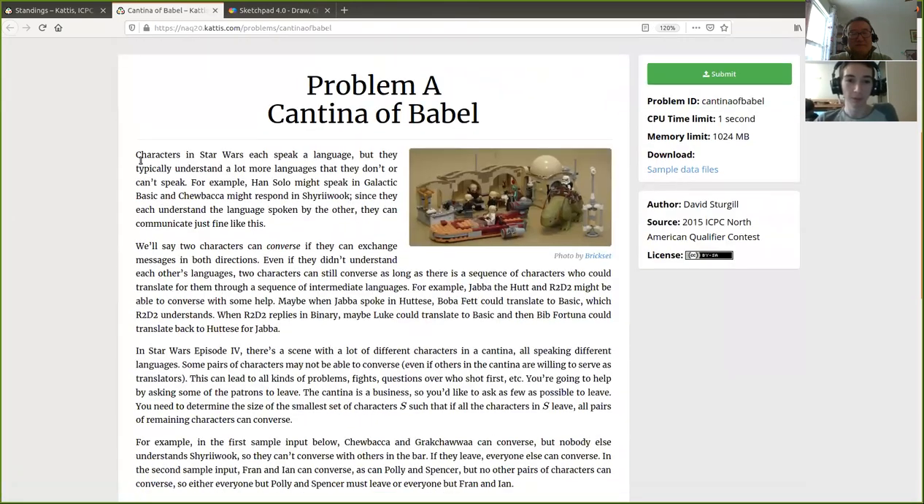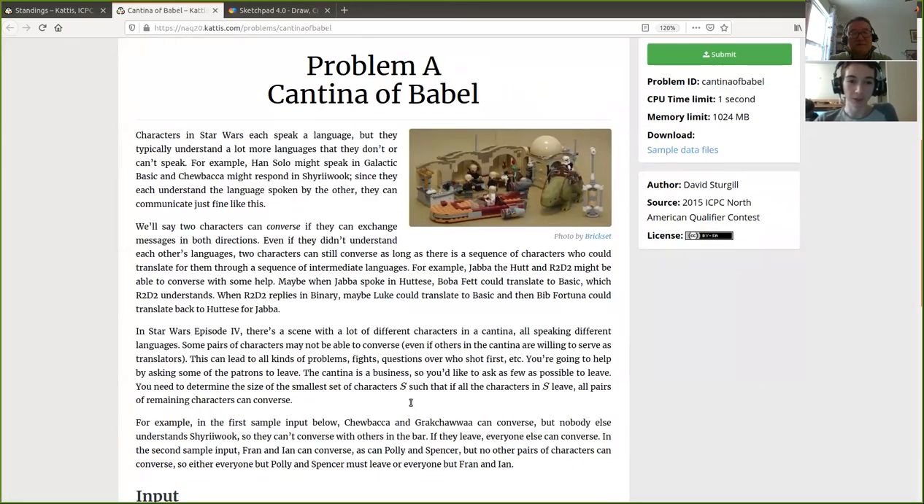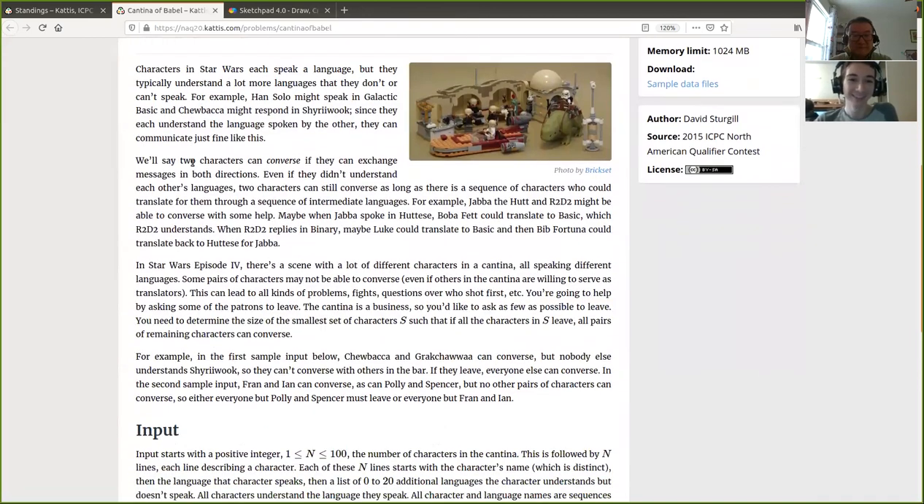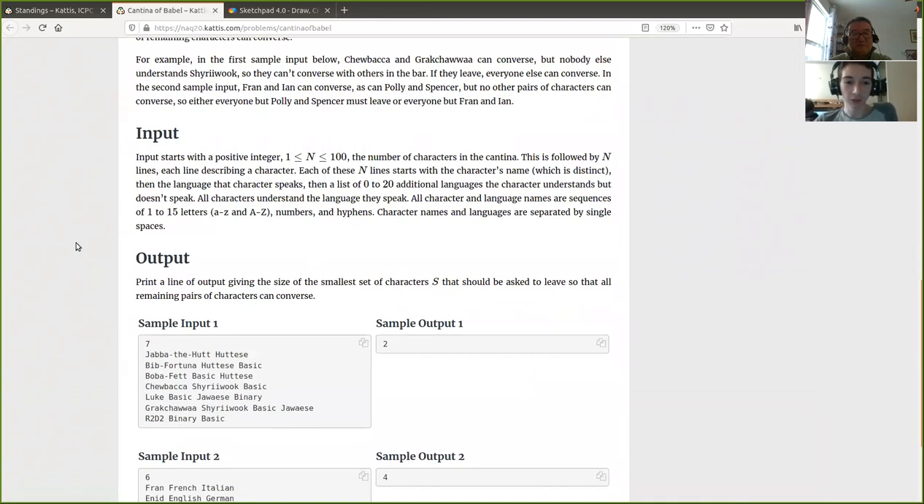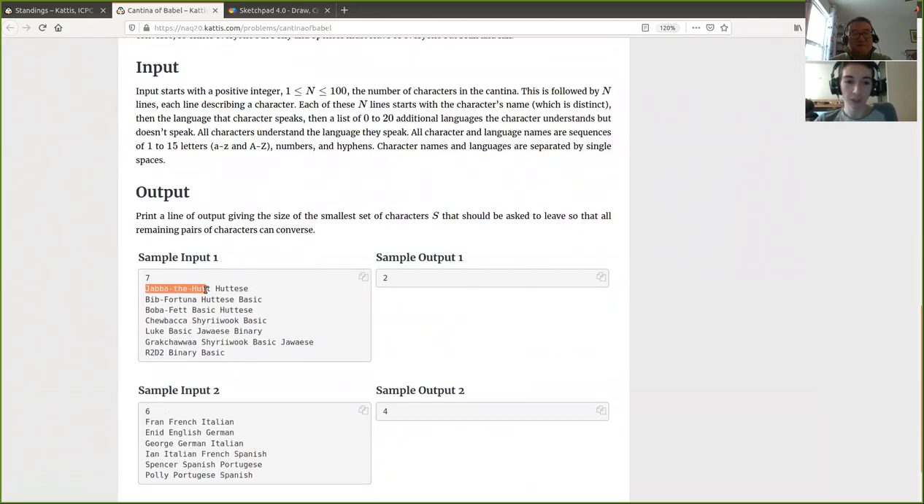So for this problem, you can ignore most of the statement. There's just a lot of story that you have to ignore. There's a bunch of characters. Each character speaks a language and understands that spoken language and potentially some more. Let's say Boba Fett speaks Basic, and if someone speaks to him, he will understand the languages Basic and Quarren.